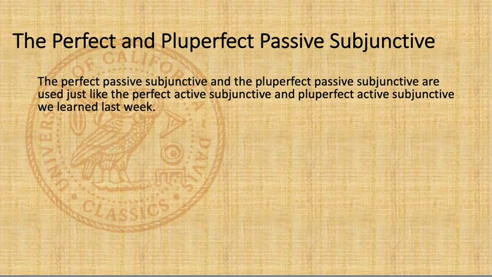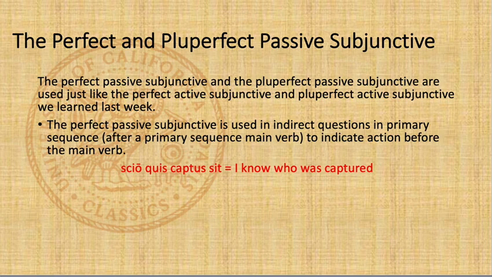The perfect passive subjunctive and the pluperfect passive subjunctive are used just like the perfect active subjunctive and the pluperfect active subjunctive we learned last week. The perfect passive subjunctive is used in indirect questions in primary sequence, that is, after a primary sequence main verb, a verb in the present or the future, to indicate action before the main verb. Here we have, I know who was captured. This in Latin is scio quis captus sit. Scio, I know, quis, who, captus sit, was captured.